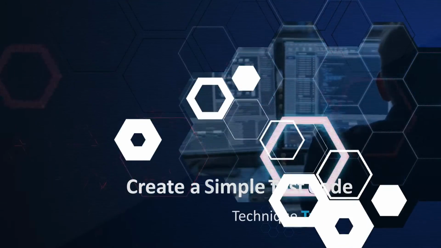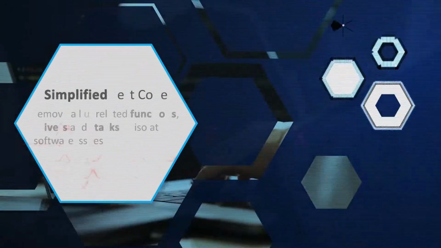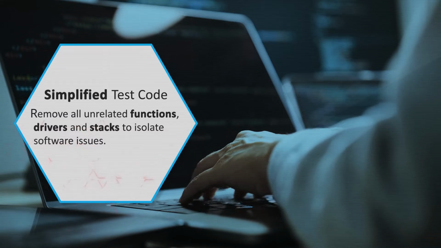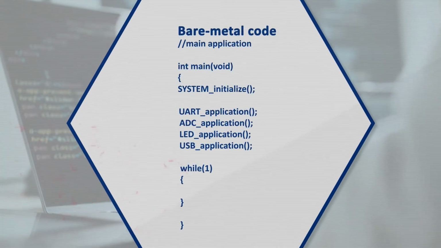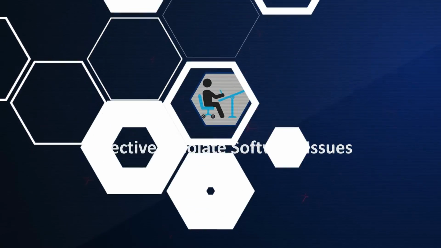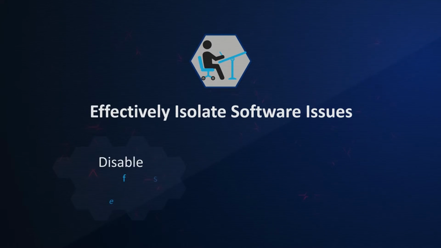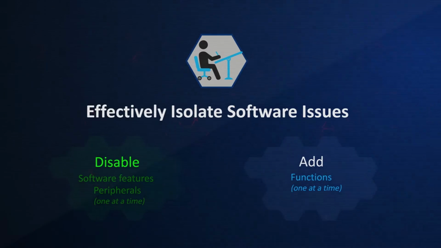The second technique is to create a simple test code. You can create a simplified test code by removing all unrelated functions, drivers, and stacks to isolate software issues. Alternatively, moving to bare metal code can remove the possibility of issues in the stack abstraction layers. To effectively isolate software issues, try to disable software features and peripherals one at a time. If the simplified version of the software works, add functions back to the software one at a time until the issue reoccurs.